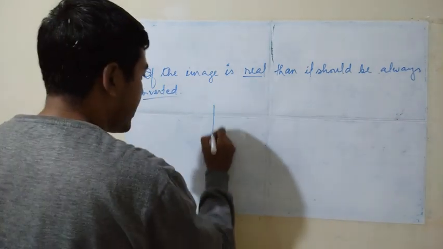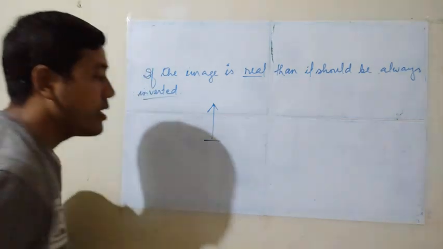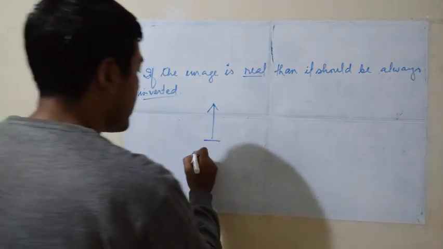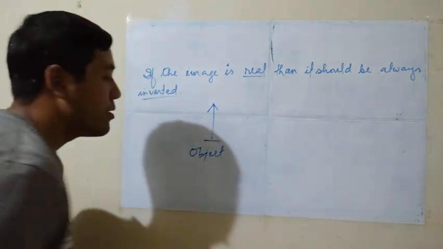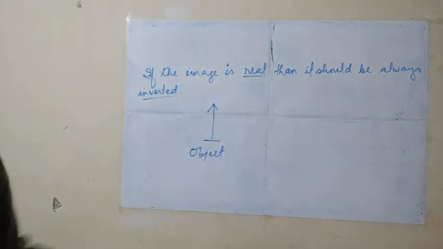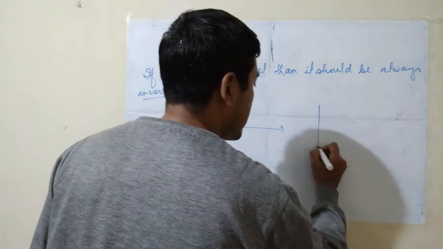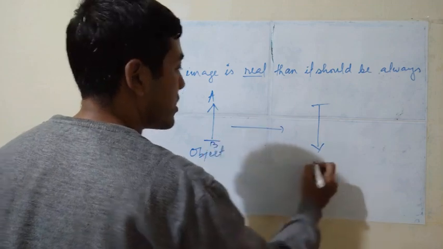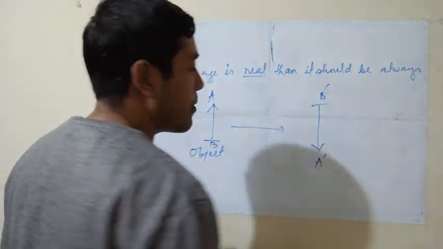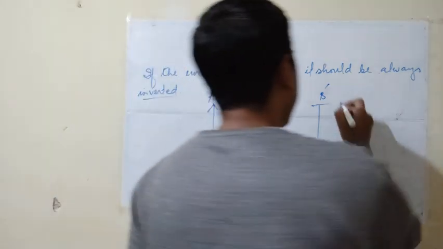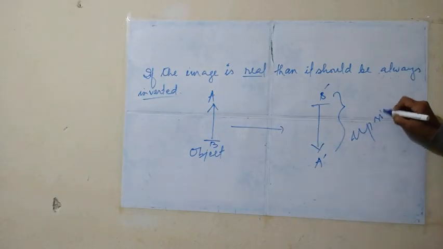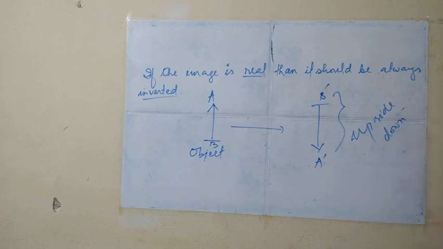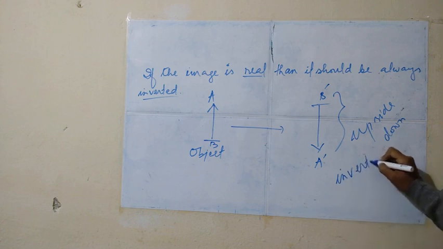Say this is the object. Now, this object forms the image on the screen. Now look here. This is the image. Say this is the A portion. Say this is the B portion. A portion will be downward and B portion will be upward. Okay, this is known as the upside down, right? Upside down, and this upside down is known as what? Inverted. This upside down is nothing, that is known as the inverted.